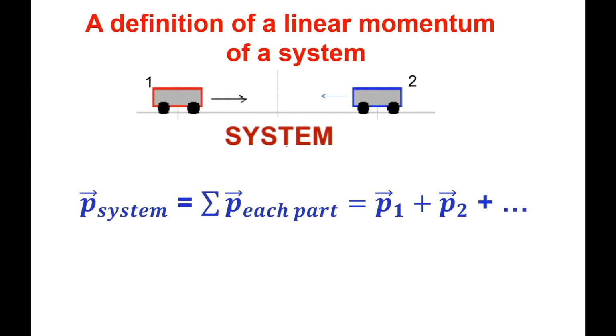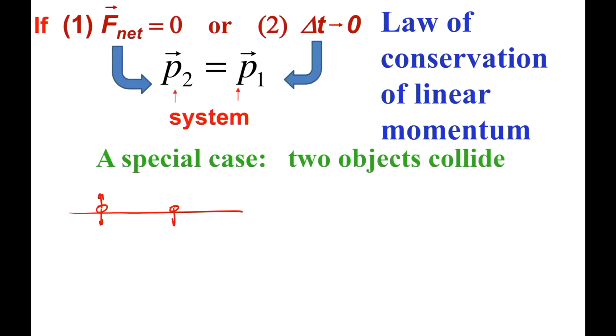And the law says if net force acting on a system is zero, or the collision happens very quickly, the linear momentum of a system must remain the same before and after. For each car, gravity and normal cancel each other out because it's a horizontal surface. Of course, we neglect friction. They travel to each other, they touch each other. After that, they may move, and again, normal force and gravity cancel each other.